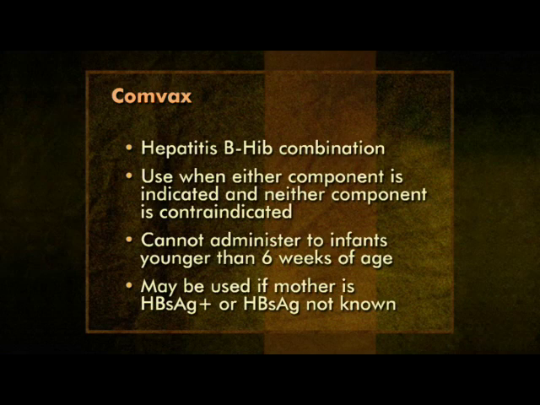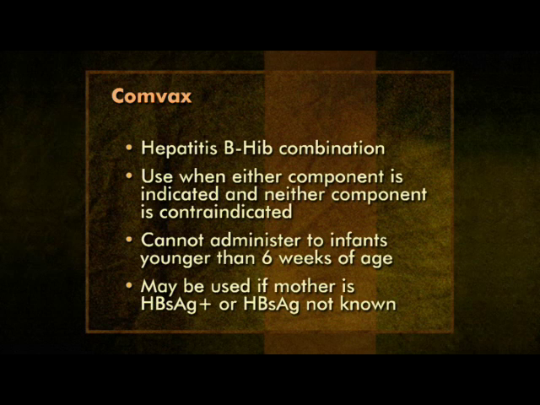There are now 3 combination vaccines that contain hepatitis B: Comvax, Pediarix, and Twinrix. Comvax and Pediarix are approved only for children. Twinrix is approved only for adults 18 years of age and older. Comvax is a combination hepatitis B Hib vaccine produced by Merck and was licensed in 1996. Comvax contains a standard 5 microgram dose of Merck's pediatric hepatitis B vaccine and a standard dose of Merck's Hib vaccine, Pedvax Hib. Comvax does not contain thimerosal as a preservative.